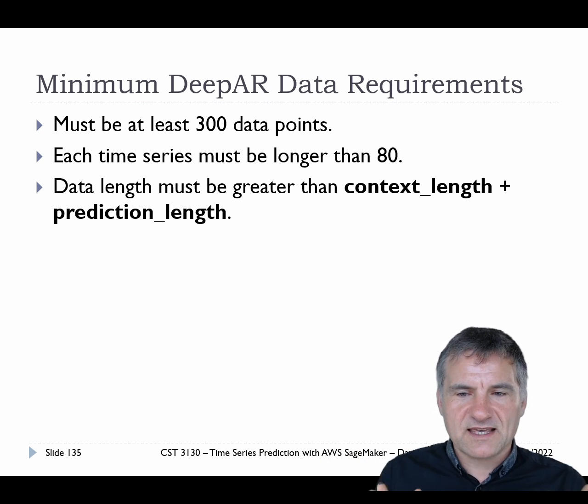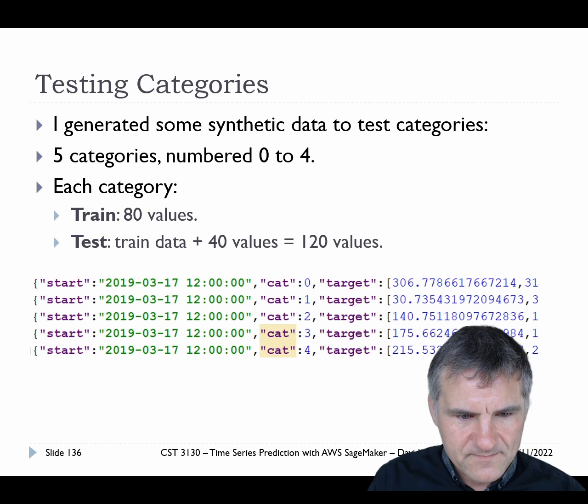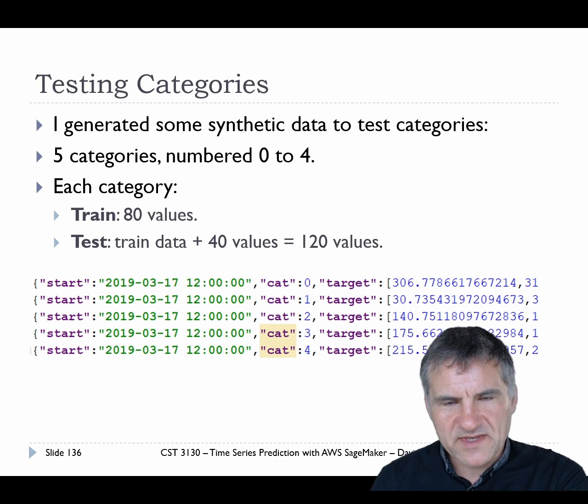So the data length, in this case, if you've got 80 data points, must be greater than the context length plus prediction length. I did play with this. I'm not going to do a demo now. I think I've covered enough.